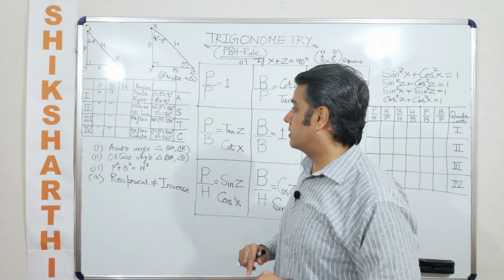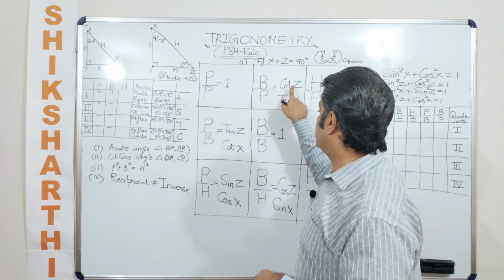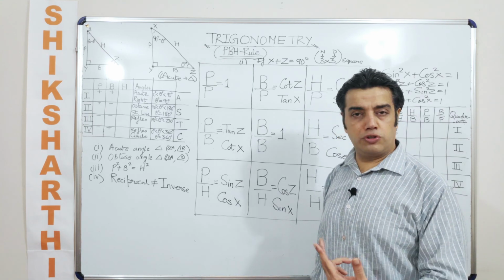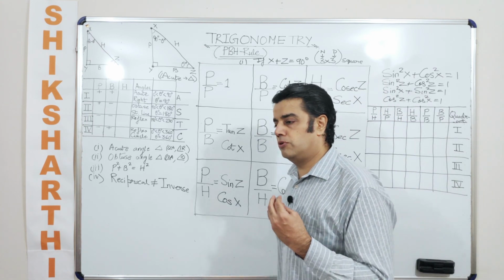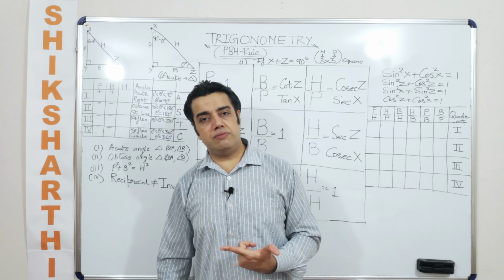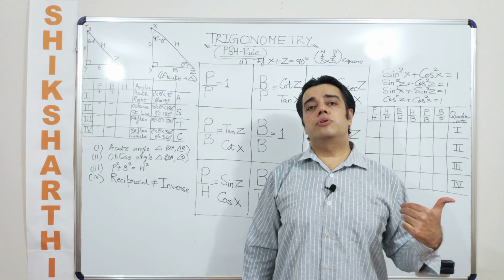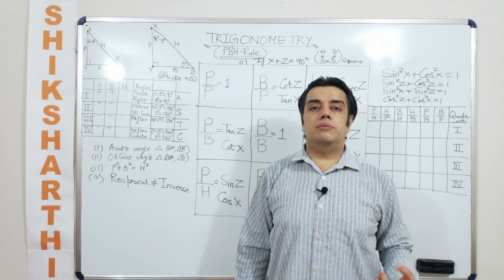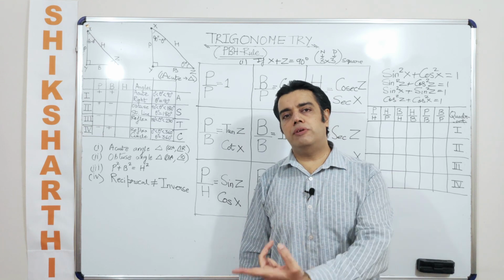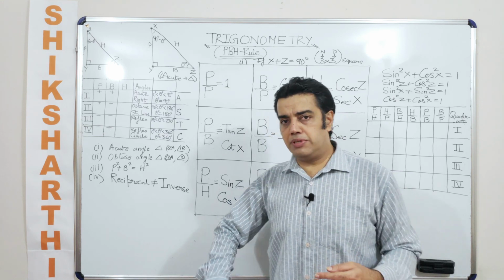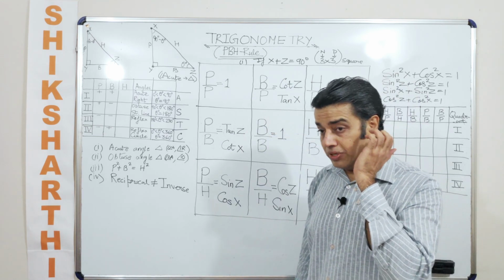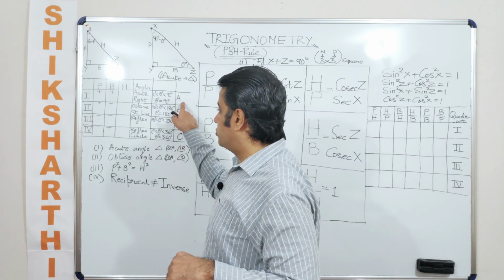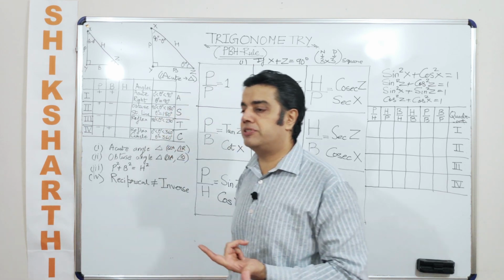Now what are we talking about? We are talking about all trigonometric ratios. How many trigonometric ratios have we talked about? We have talked about sine, the reciprocal of sine, which is cosec. We talked about cos, the reciprocal of cos, sec. We talked about tan and the reciprocal of tan, which is cot. So how many ratios have we talked about? We have talked about 6 ratios. Okay. So all of those 6 ratios are positive in the first quadrant.